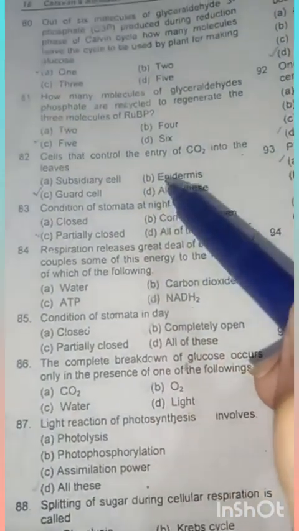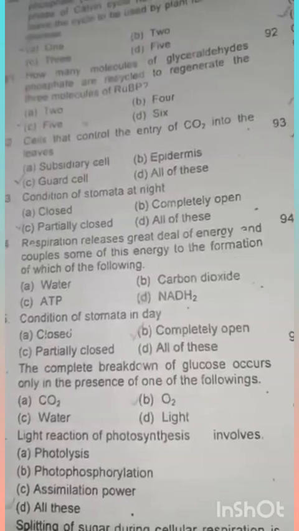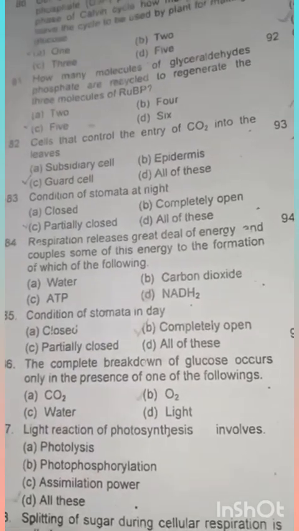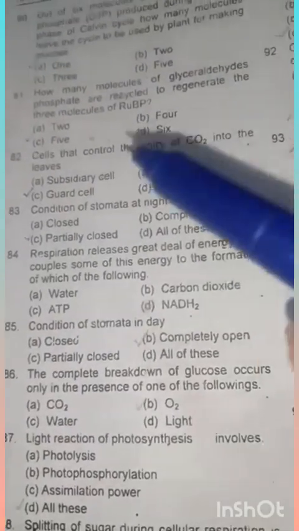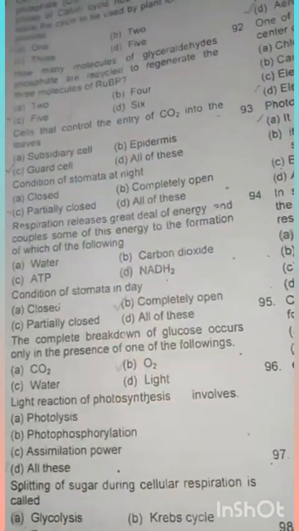82. The cell that controls the entry of CO2 into the leaves is known as, so this is the simplest answer, that's a guard cell. The condition of stomata at night is, so as we know that stomata at night are partially closed, so option number C is correct here.